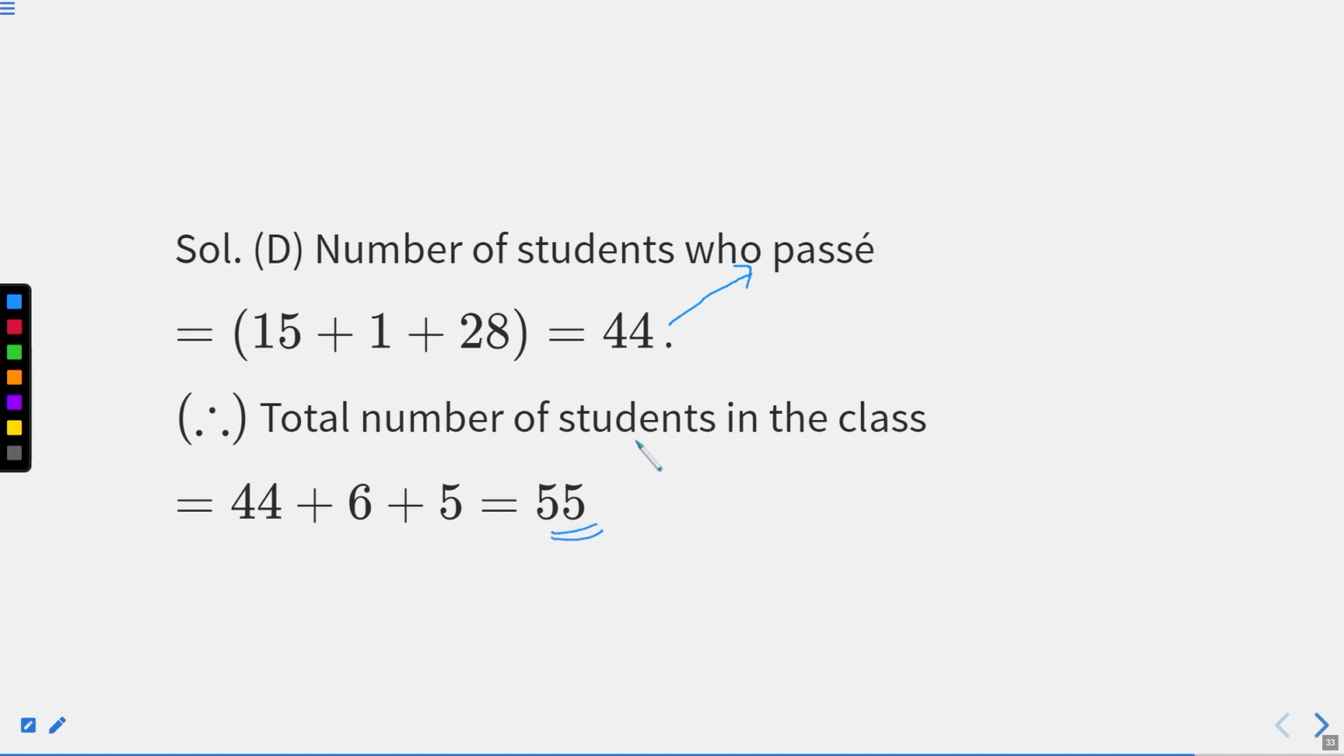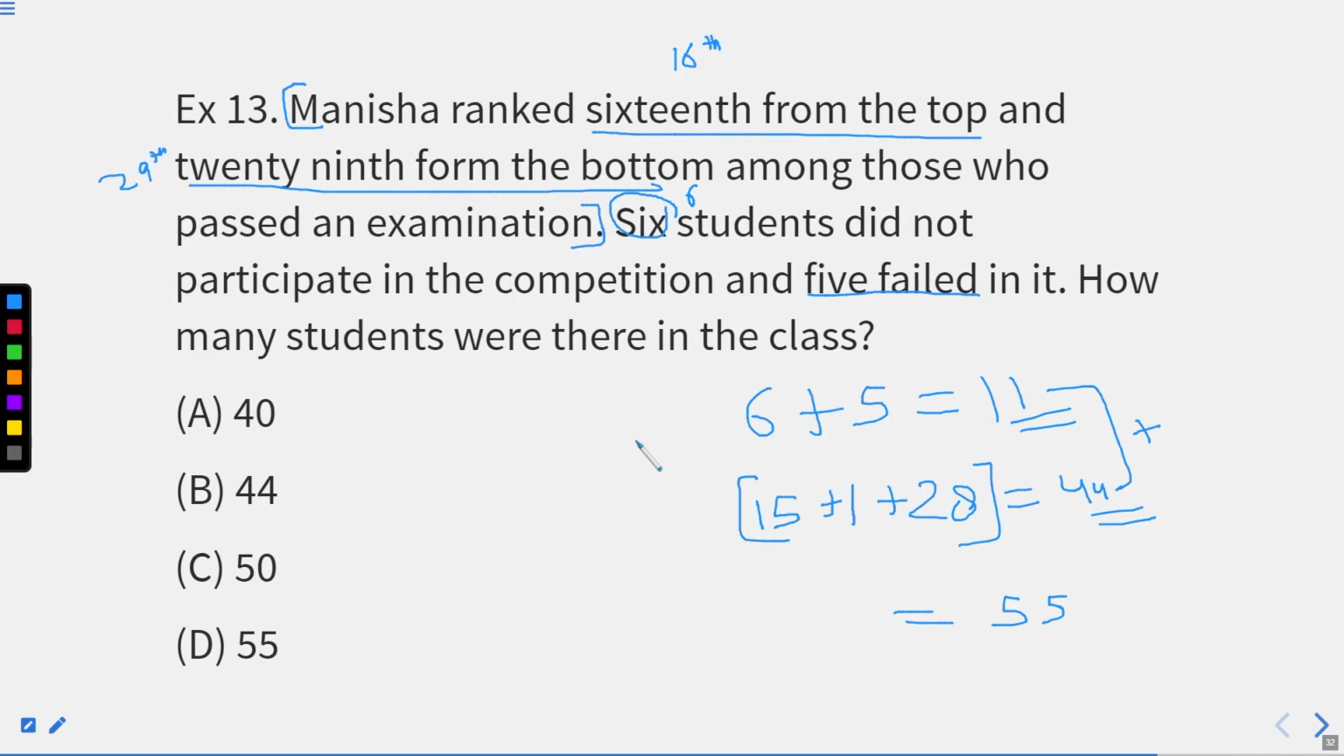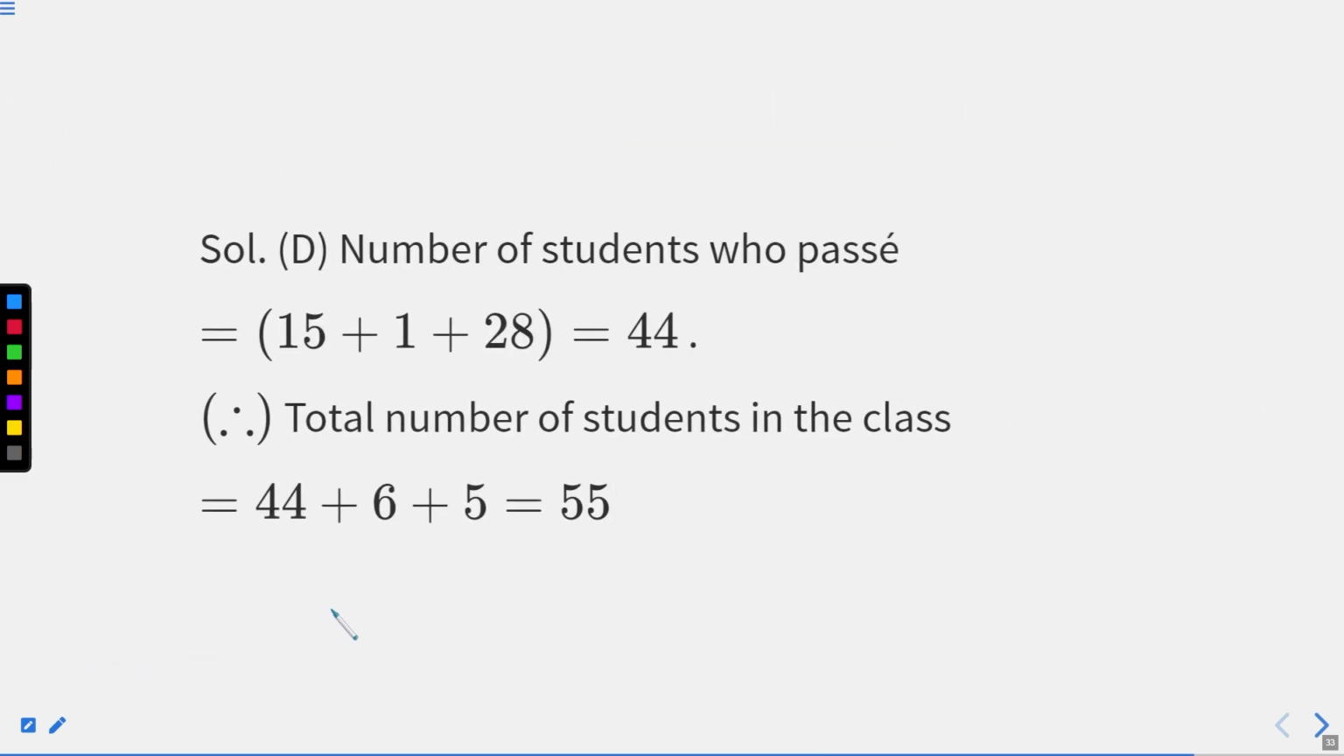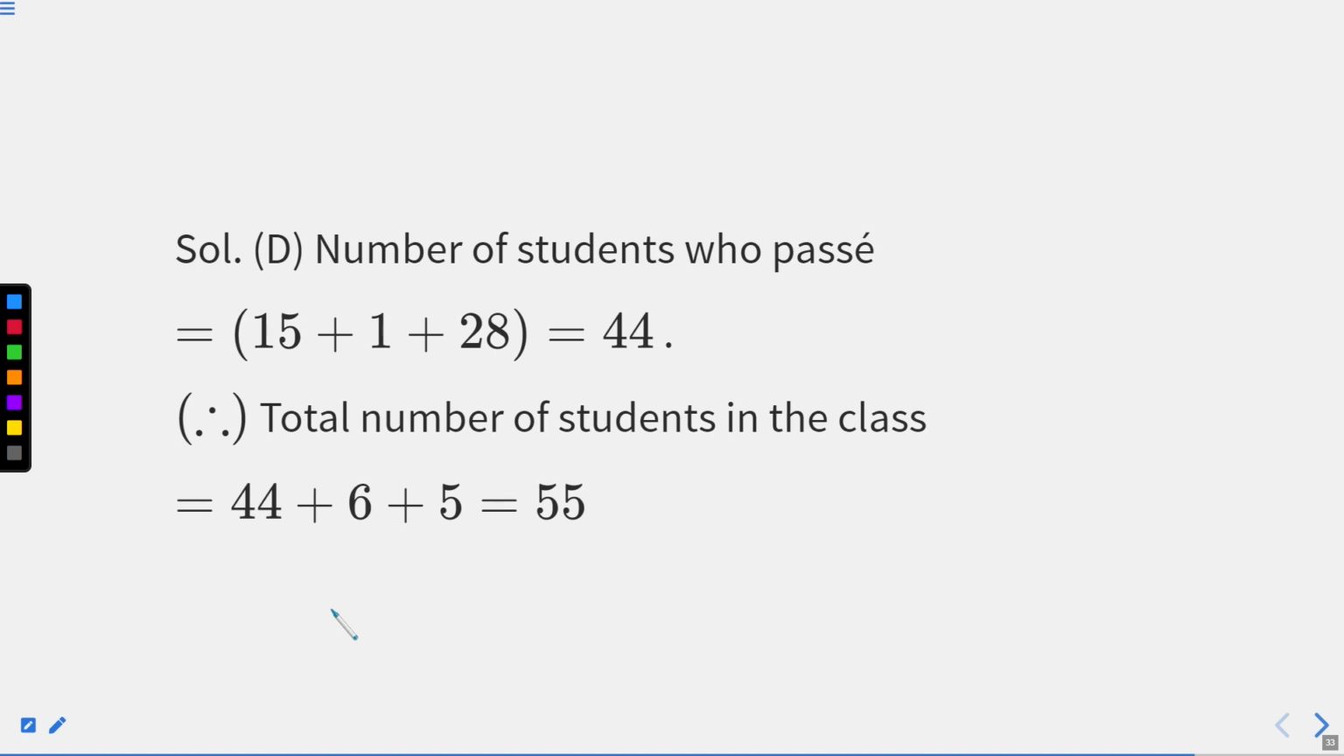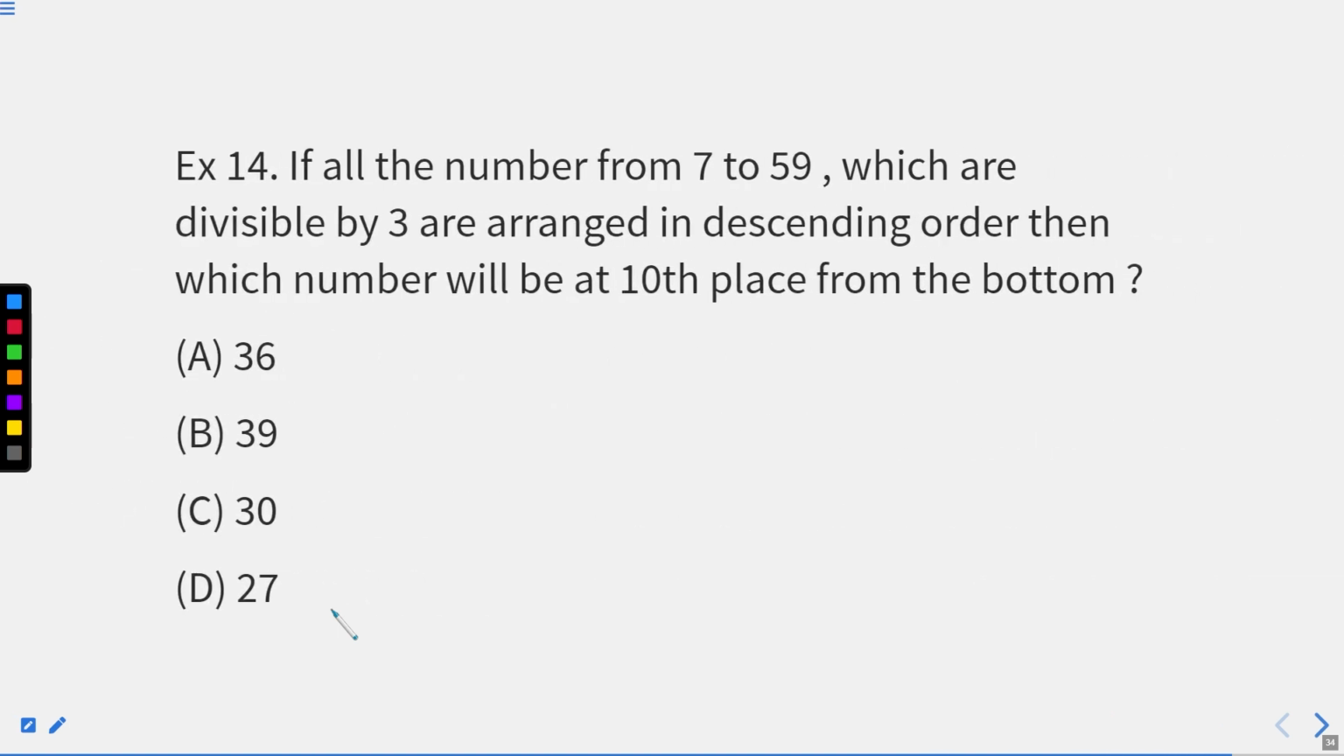I hope this question is clear. So what exactly are we doing? First, we are reading the question properly. Then we are following each and every step that is mentioned, and eventually we'll get our answer. So the answer is 55. That is option D. I hope this question is clear. Now we'll move to the next question.